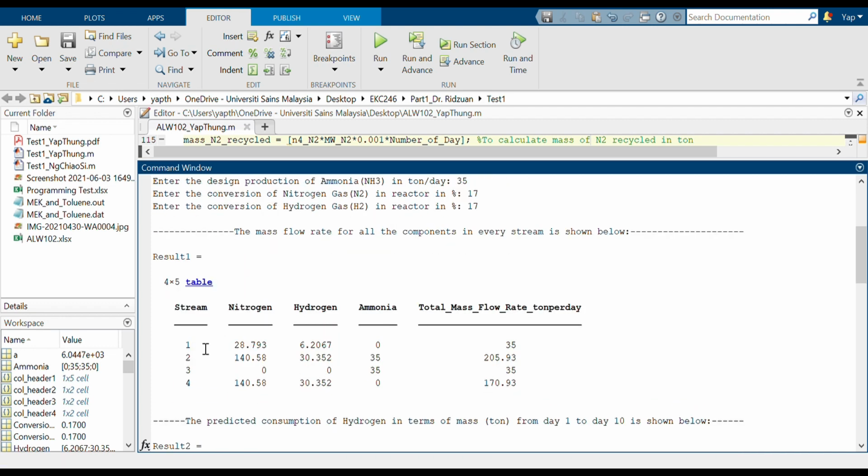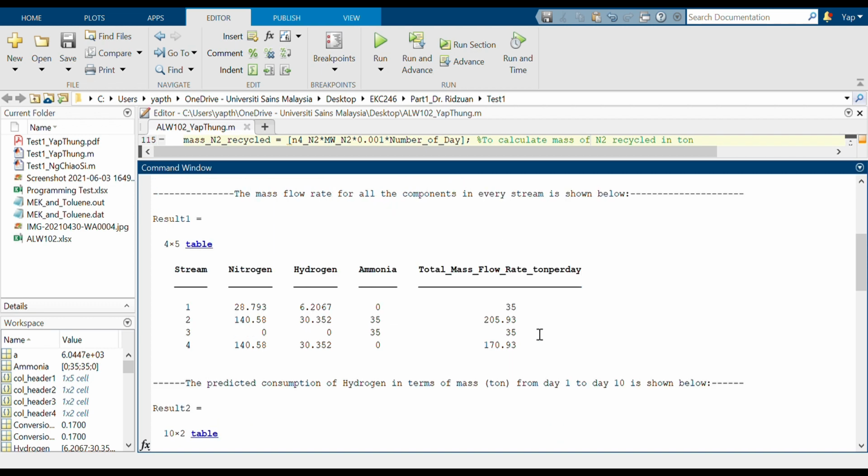And you can see for nitrogen in stream 1 there is 28.793 ton per day. So this table will be in ton per day, all the unit will be in ton per day, and we can see that stream 1 there is 35 ton per day in total, and stream 3 there is also 35 ton per day in total, which means that since stream 1 is the inlet for the whole process and stream 3 is the outlet for the whole process, we can say that the mass balance is achieved where our calculation is correct, because the mass inlet is equal to the mass outlet.